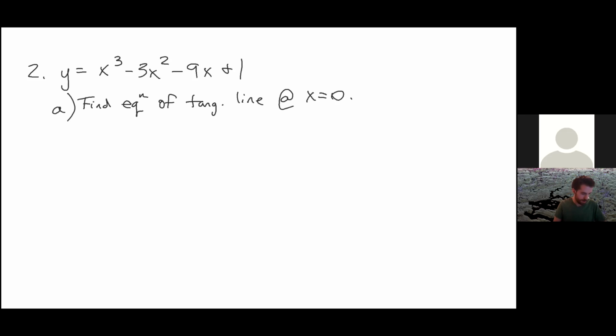Okay. Then we're going to have part B and part C. I'll just put them all together. Part B is going to be similar. Find the equation of the horizontal tangent line.